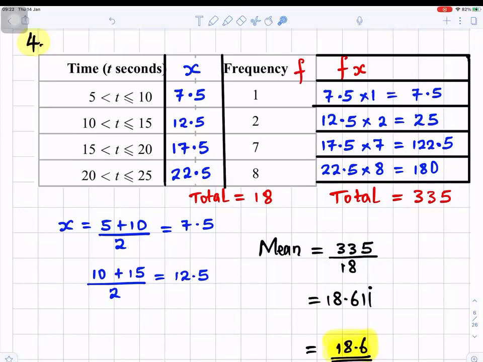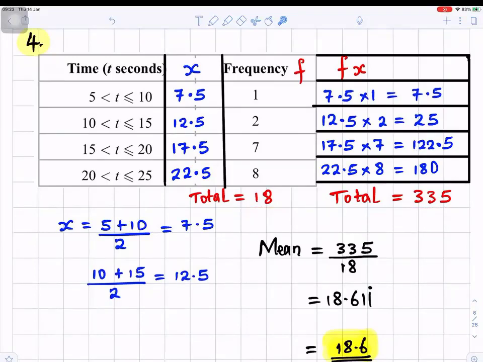Now, we have the 7.5 seconds and the frequency is 1. So we multiply 7.5 times 1, 7.5. 12.5 times 2, 25. 17.5 times 7, 122.5. And 22.5 times 8, 180. We will find the total for that column on the right there. I've circled it. When you add them all up, it gives you 335. And the total frequency is 18.